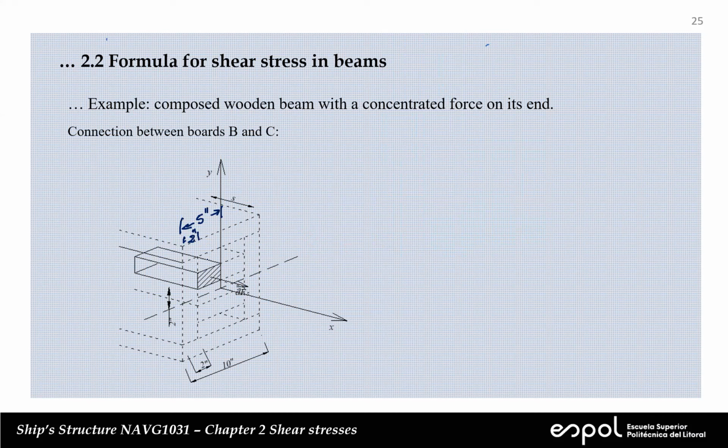So from here to here, that's 3. And the thickness of every board is 2. So the area is going to be 6. And the vertical distance, I'm showing it to you here, it's 2. Do you expect the shear stress in that cut to be larger or smaller?